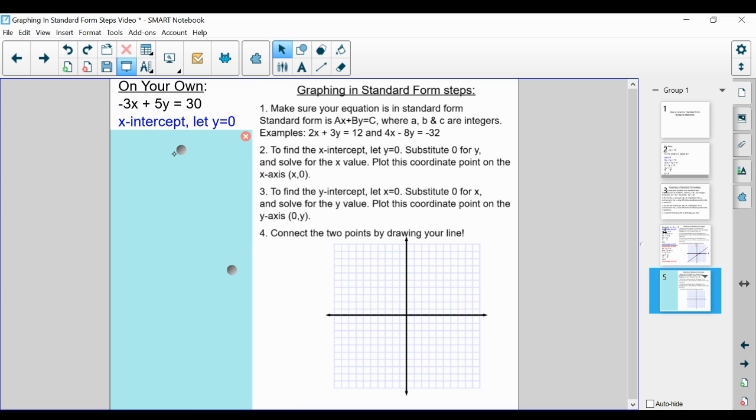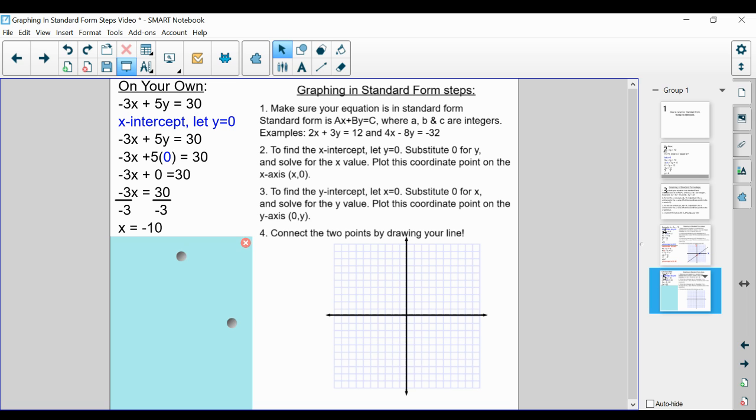All right, here we go. So the x-intercept, we're going to let y equal 0. We rewrite our original equation, and we substitute in 0 for y. We can simplify 5 times 0, and we get 0. So negative 3x plus 0 is just negative 3x. That's currently equal to 30. We divide both sides by negative 3. We find that x is equal to negative 10. Therefore, the x-intercept is negative 10, 0.